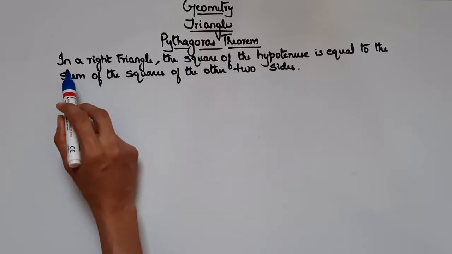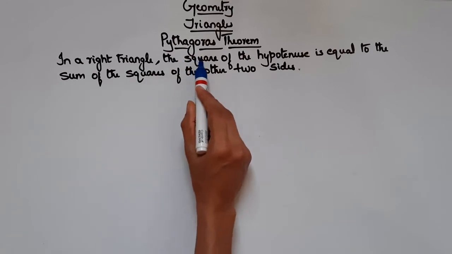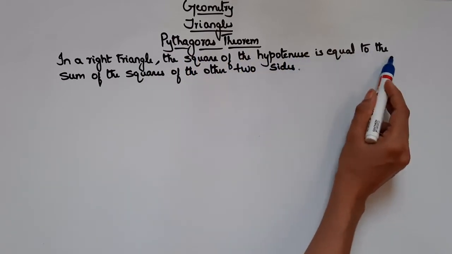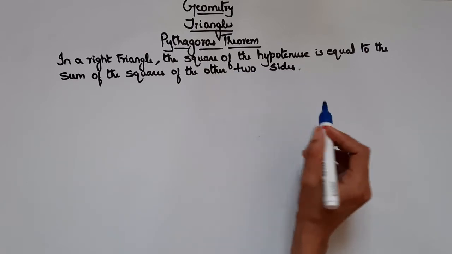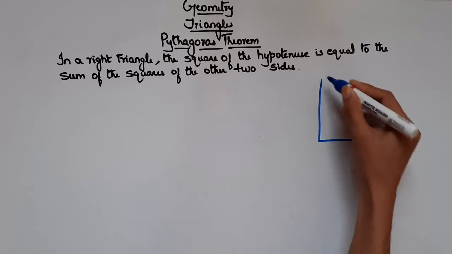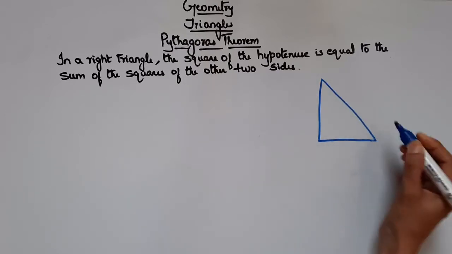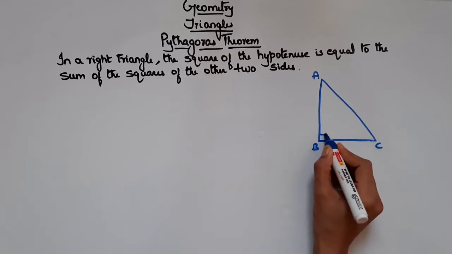Now let's see this theorem. It states that in a right triangle, that is a right angle triangle, the square of the hypotenuse is equal to the sum of the squares of the other two sides. So we have a right angle triangle. Let's take a right angle triangle ABC, which is right angled at B.